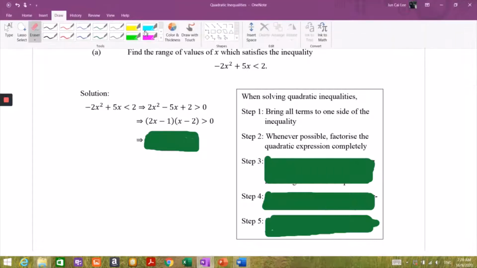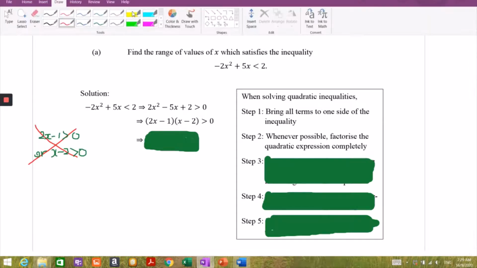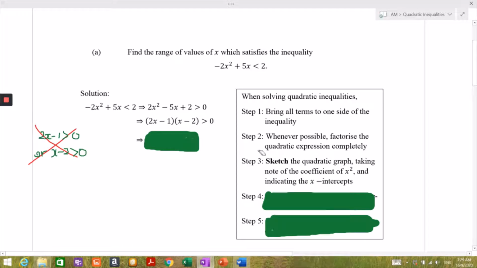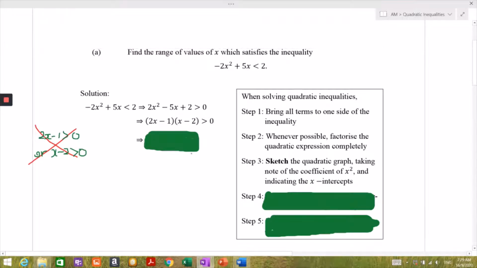Where students usually will go wrong is actually over here, where you treat this as solving a quadratic equation, and you write something like this: 2x minus 1 more than 0, or the second term, x minus 2 more than 0. This is a big no over here. When it comes to solving inequalities, do not do the same way as how you solve a quadratic equation. Instead, what you should do is to sketch the corresponding graph, or at least try to visualize it, before you actually conclude what is the range of values of x.